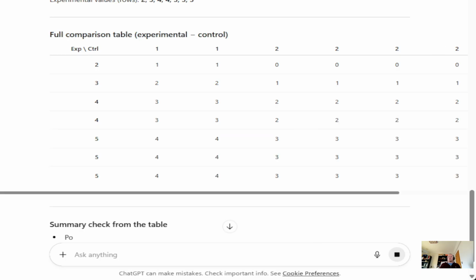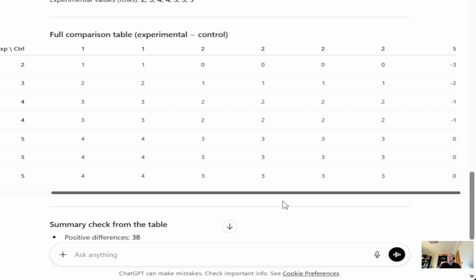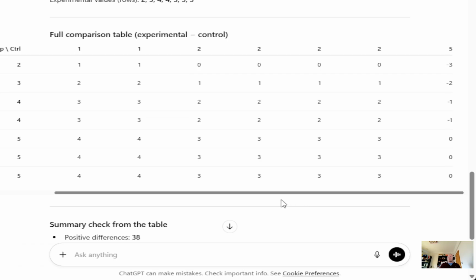This is actually what should be done here. So you see that this is a 7 by 7 matrix. There is another video on my YouTube channel where I give such a matrix, actually using Excel, because this is easy to calculate in Excel as well. And so here you see literally on the left the experimental group, up here it's the control. So 2 for the experimental minus 1 for control, that's a difference of 1, so it's a positive difference.